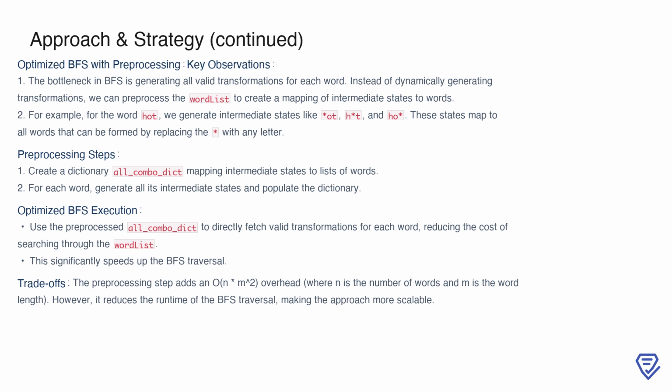Once the pre-processing is complete, we execute the BFS using this dictionary. Instead of generating transformations dynamically, we directly fetch valid transformations for each word from the all_combo_dict, significantly reducing the computational overhead. This makes the BFS traversal much faster. While the pre-processing step adds some overhead, specifically O(n*m²), where n is the number of words and m is the word length, it pays off during the actual traversal, making the overall approach more scalable and efficient.